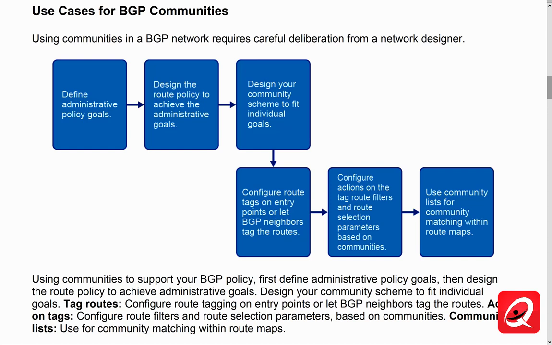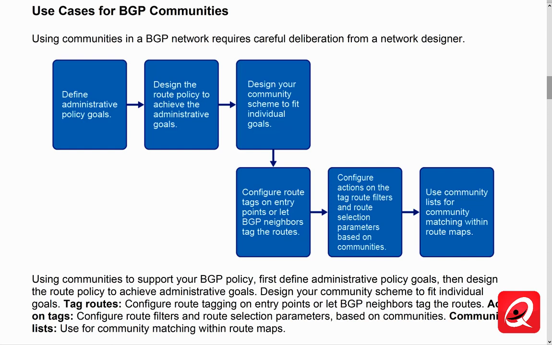The purpose is to tag routes so that we can identify what type of attributes will apply to those particular routes, either outbound or inbound. We can act on those tags. We can filter traffic based on those tags, both inbound and outbound. We can match against those community lists to apply a similar or standard policy to multiple routes that are tagged with different communities by utilizing the community list.